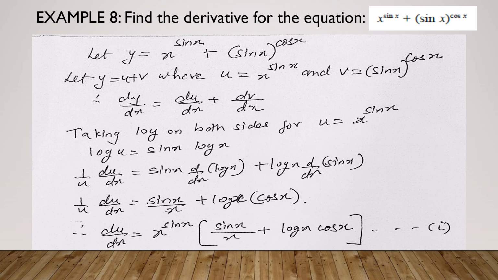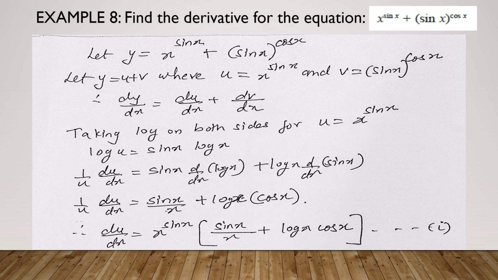Let u be x raised to sin x. Now for x raised to sin x, again as I told you, something is there in the power, so you take log on both sides. So log u will be sin x log x. Differentiate both sides. For log u, the derivative is 1 upon u into du by dx. On the right hand side, use the multiplication rule for the derivative: sin x into the derivative of log x plus log x into the derivative of sin x. The derivative of log x is 1 upon x, and the derivative of sin x is cos x.